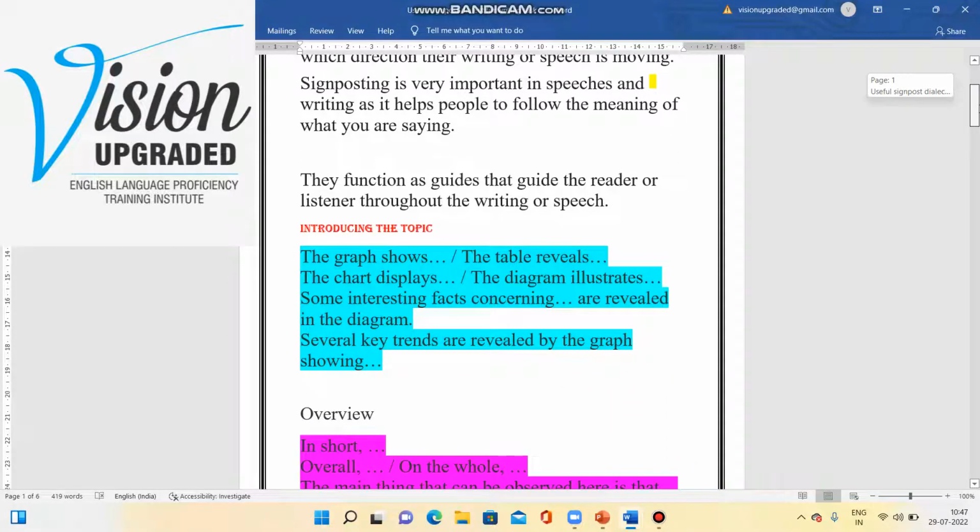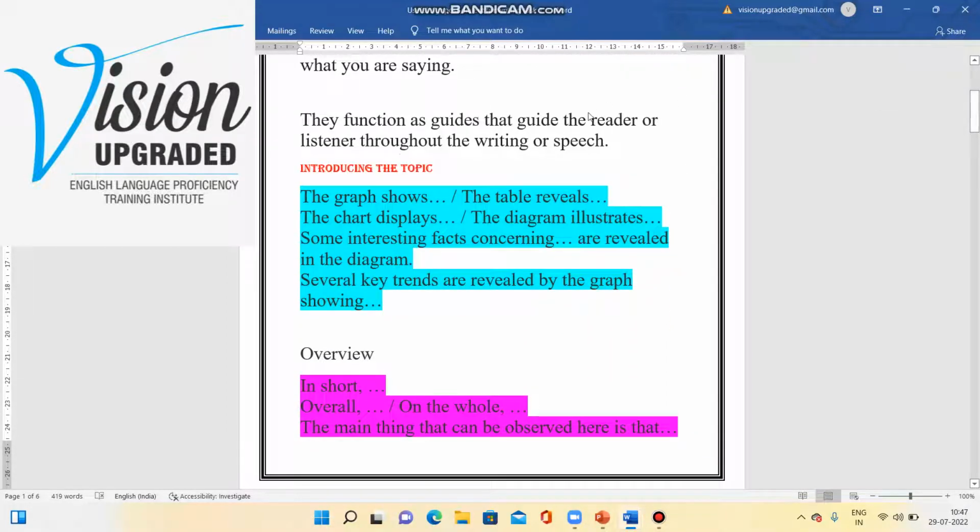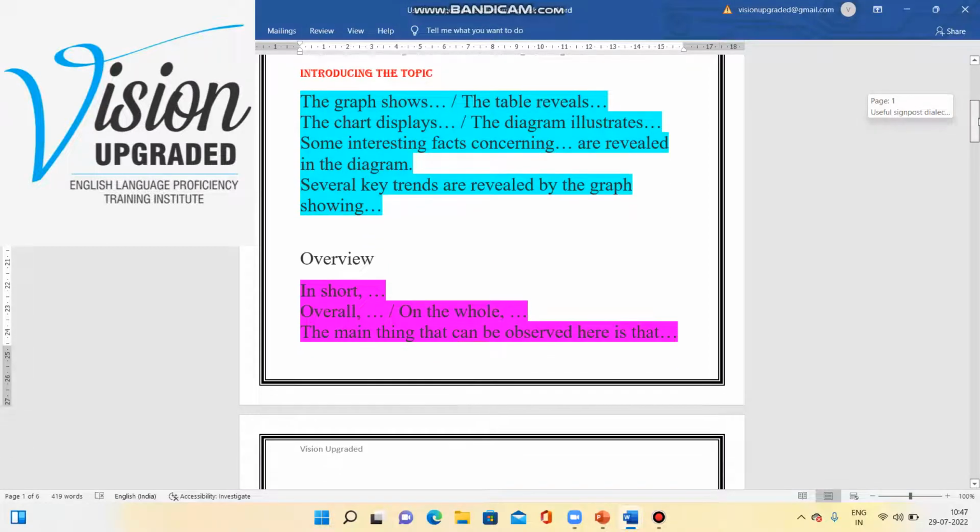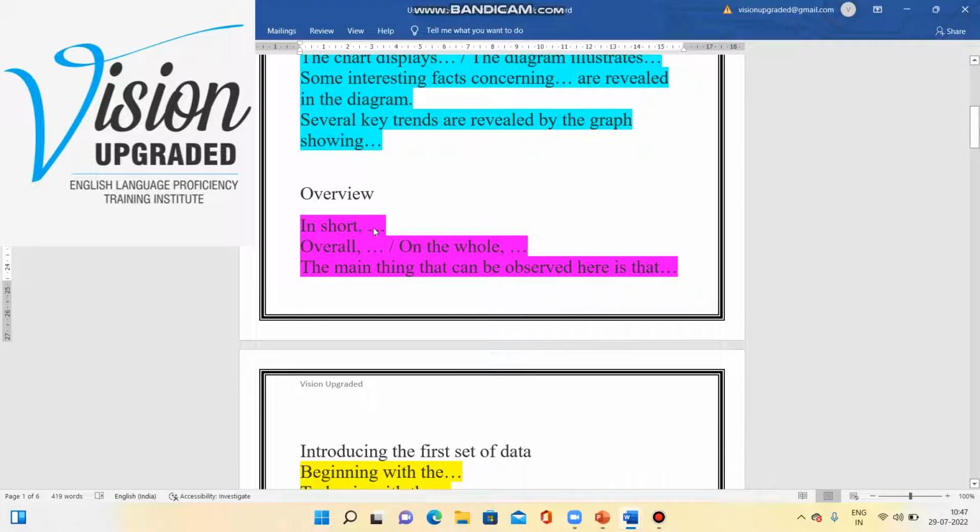To get a good band score, you can introduce the topic in this way, like the graph shows, the table reveals, the chart displays, the diagram illustrates, some interesting facts concerning are revealed in the diagram. Several key trends are revealed by the graph showing. As you know, in task 1 of IELTS writing, after the introductory paragraph we write the overview, that overall what can be seen in the figure or the diagram. So to start the overview you can write in short, overall, on the whole, or the main thing that can be observed here is that.